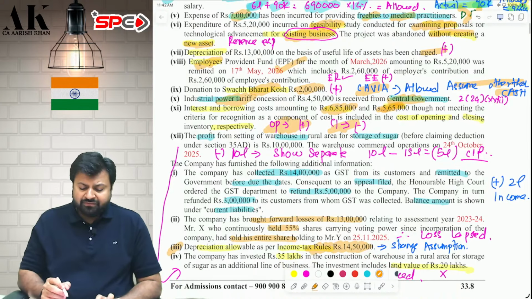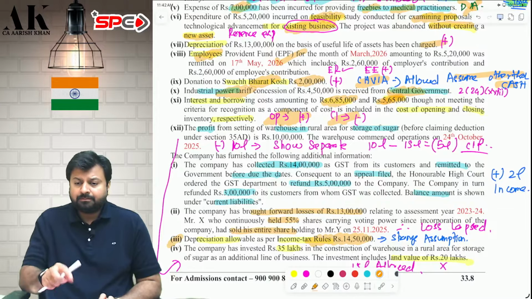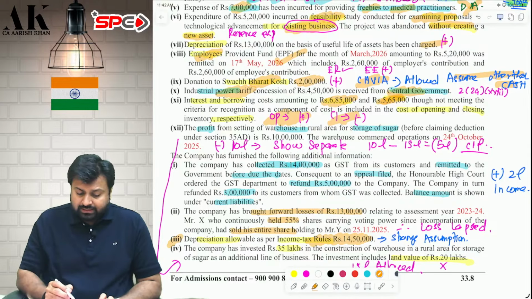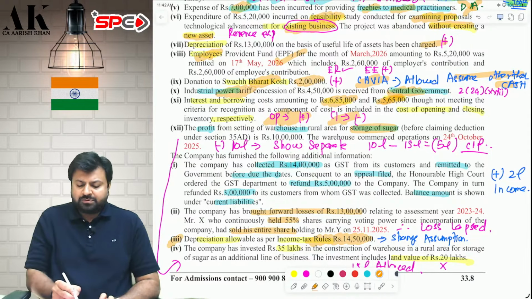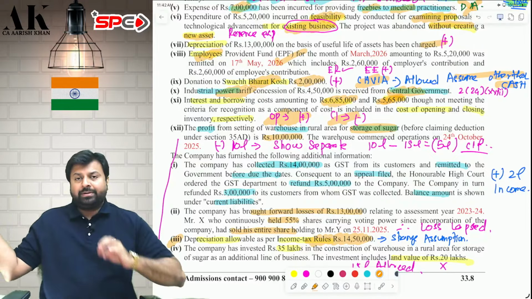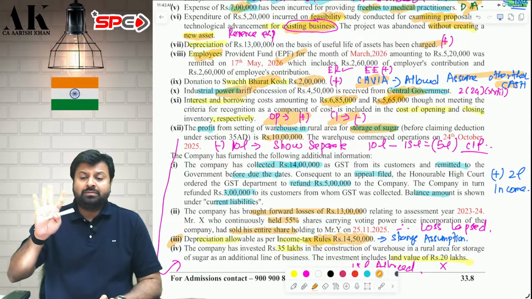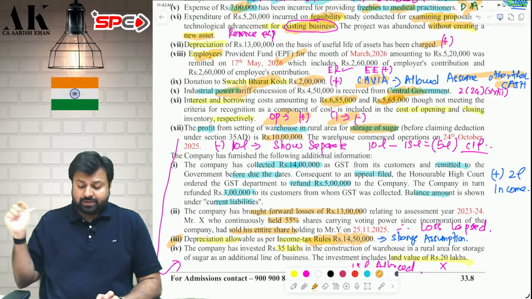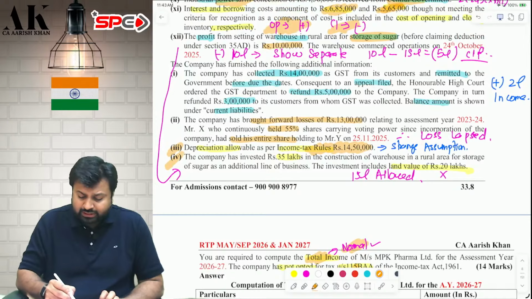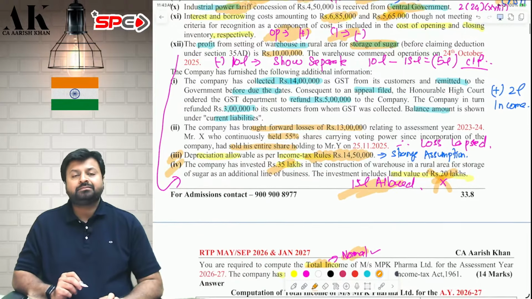Next one is a profit from setting up of warehouse for storage of sugar. How much profit you are earning? Now this is a 35AD business. You have to reduce this profit from here. Show separately. Don't merge with this pharma business. Reduce this 10 lakh from here. Show separately. And how much expenditure you are incurring for the 35AD business? You can check it in the fourth adjustment. 35 lakhs you have incurred. Out of that, 20 lakh is land. Therefore, only 15 lakh will be allowed.